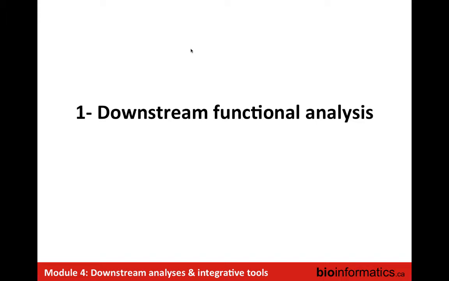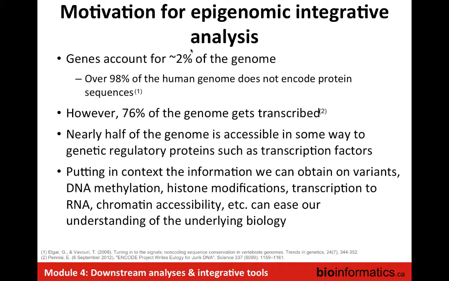So, downstream functional analysis, first point. This is the focus of the whole workshop. The motivation for epigenomic integrative analysis is that genes account for only 2% of the genome, so 98% of the genome does not encode for protein sequences. However, 76% of the genome gets transcribed in some way, and nearly half of the genome is accessible in some way to transcription machinery. By putting into context information that we get from DNA methylation, ChIP-seq for histone modification and transcription factors, transcription with RNA-seq, chromatin accessibility, and so on, we can at least hope to improve our understanding of the underlying biology.